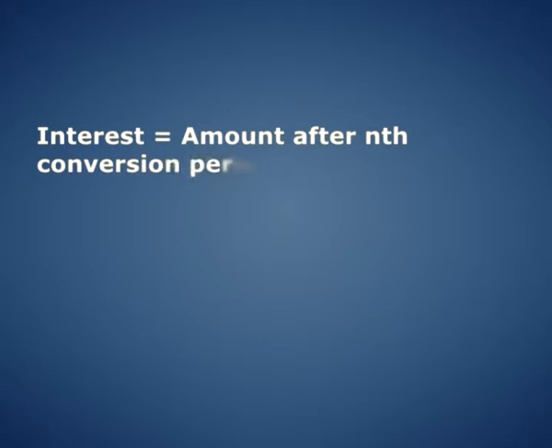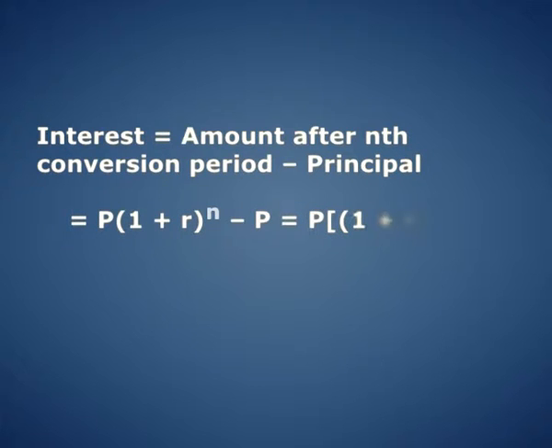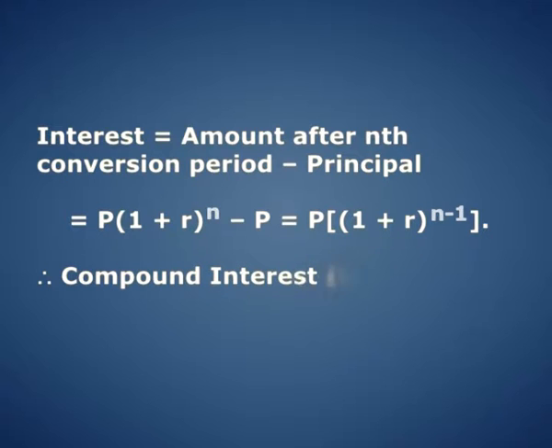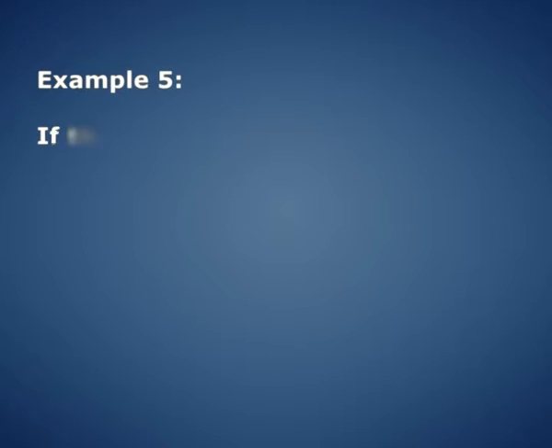Now, interest is going to be calculated as the amount after the nth conversion period minus the principal. So that is equal to P times 1 plus r to the power n minus P. So that is equal to P times (1 plus r to the power n minus 1). So compound interest, represented as C.I., is given as A minus P. Now let's see an example here.